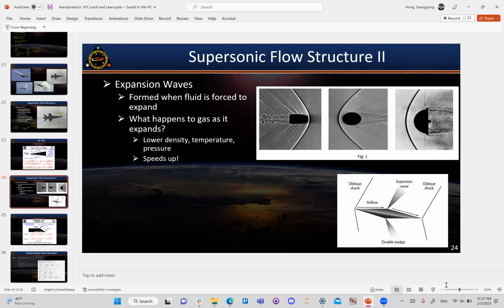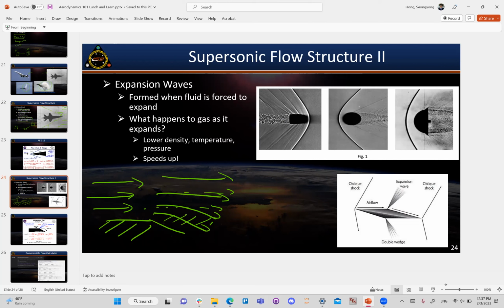Okay, I don't think many of you have heard what expansion waves are. Well, I didn't. I certainly didn't until I took 312. It's actually formed when the fluid is forced to expand. So let's say you have a ramp here, and you have a very fast flow moving. You would like to just go this way, but no, you've got to fill up this volume as well. So the fluid turns, and your volume of air expands.